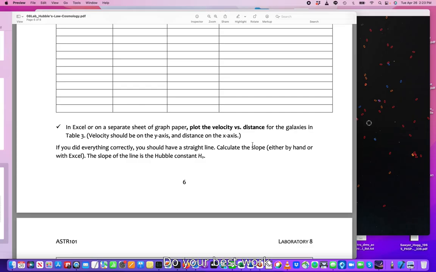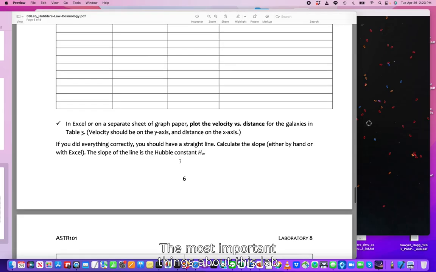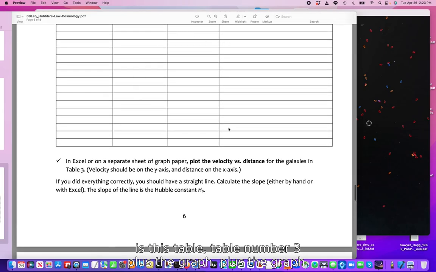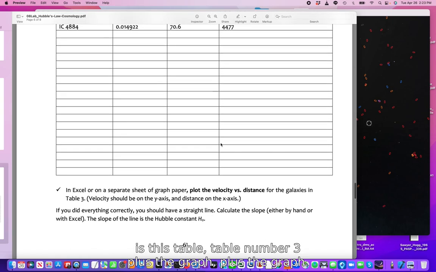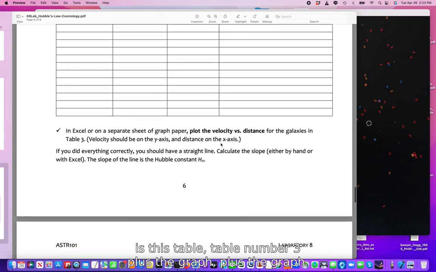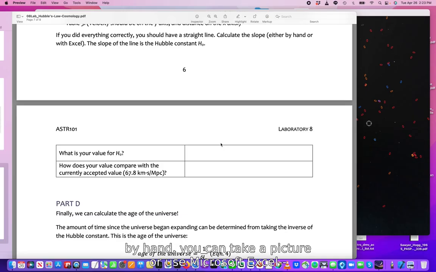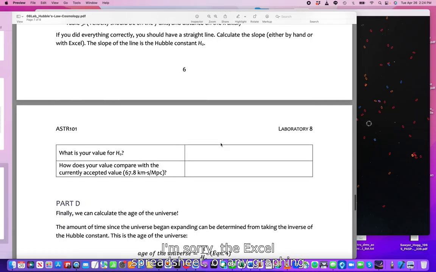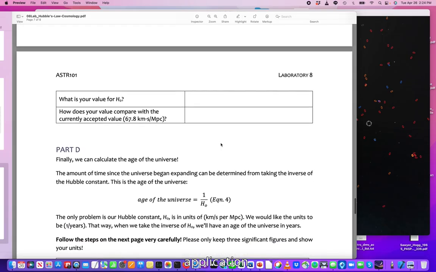Do your best work. Think back to high school, when you draw on a graph, how do you determine the slope? That is rise over run. And the slope of the line is the Hubble constant. That is the key for this lab. The most important things about this lab are this table number 3, plus the graph. So please show me the graph, either by hand, where you can take a picture, or use Microsoft Excel, the Excel spreadsheet, or any graphing application.